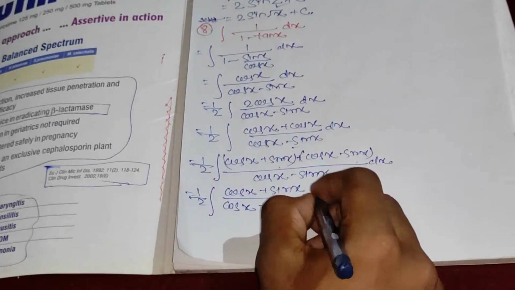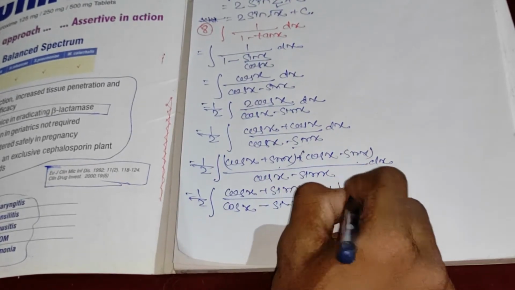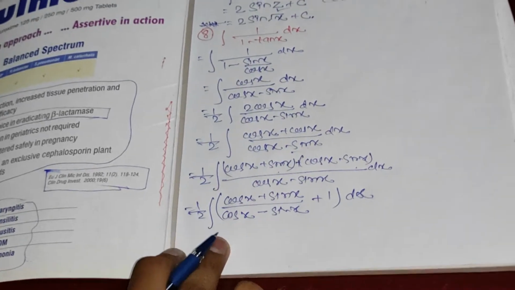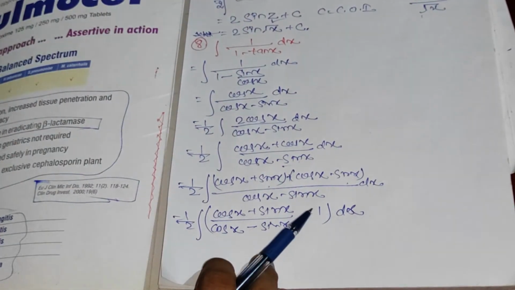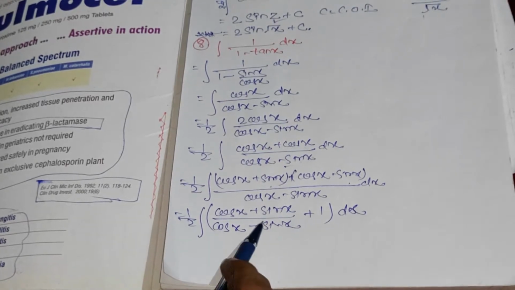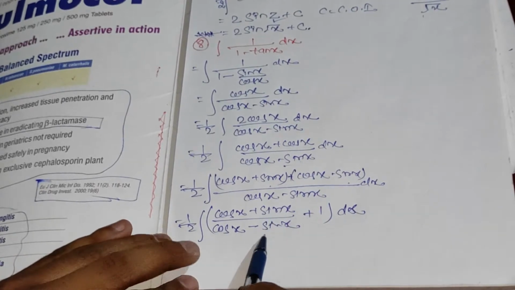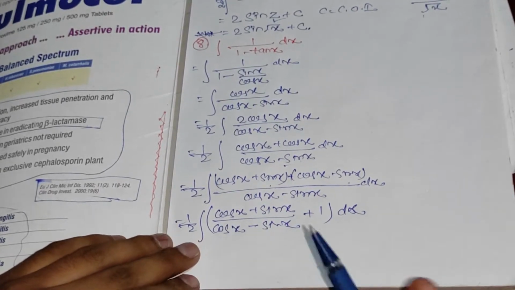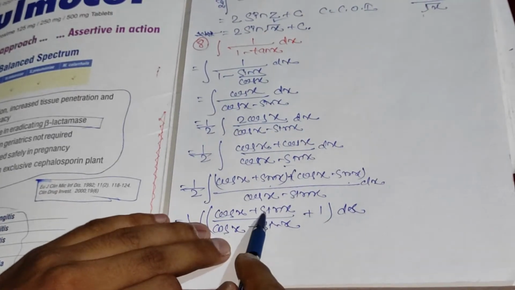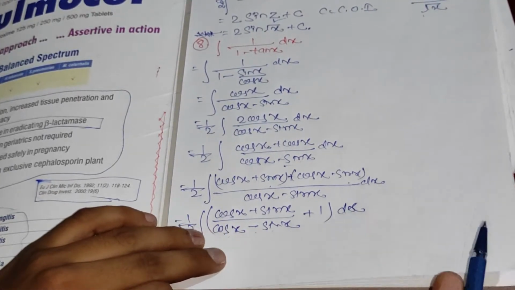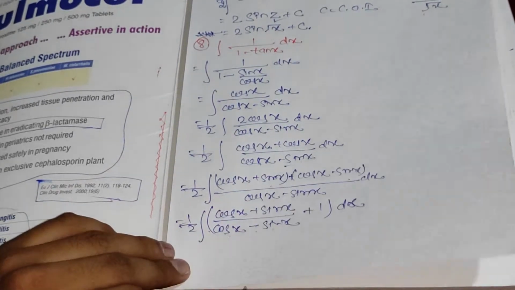So after separating these two terms, we have (cos x plus sin x) divided by (cos x minus sin x) plus 1, dx. Now I'll tell you the basic concept that we have solved in the last two questions. Whenever we have this type of relationship in an expression, we always assume the denominator term, and the final answer comes in terms of log. So cos x becomes minus of (sin x minus cos x). When we take the minus term common, both terms become positive.